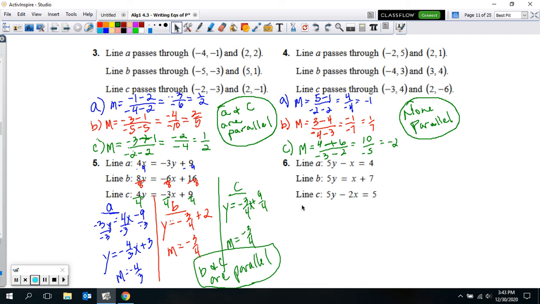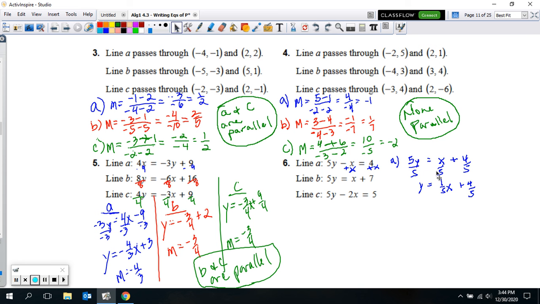Alright, so hopefully you finished number 6 now and you see which ones are parallel. For A, we would need to move the x over first. So I'm going to first add x to both sides to get just the 5y by itself. That leaves me with 5y is equal to x plus 4. Then we just need to divide everything by 5. So we do that, and that leaves us with y by itself.